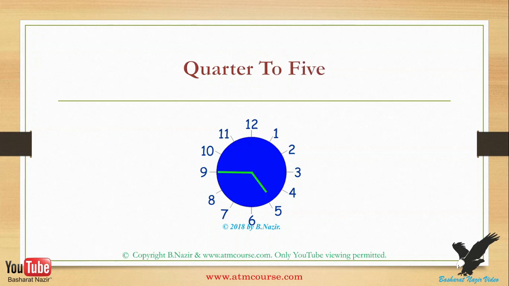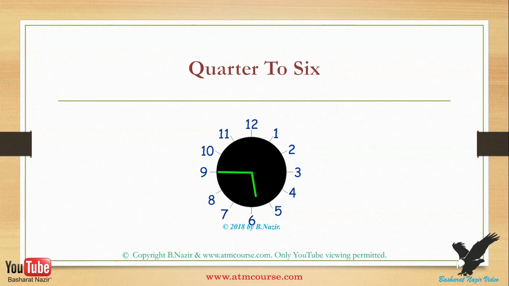This clock is showing quarter to 5, because the big hand is pointing to 9 and the small hand is close to 5. Now you say, quarter to 5. This clock is showing quarter to 6, because the big hand is pointing to 9 and the small hand is close to 6. Now you say, quarter to 6.